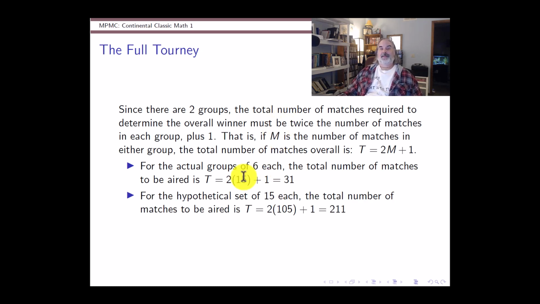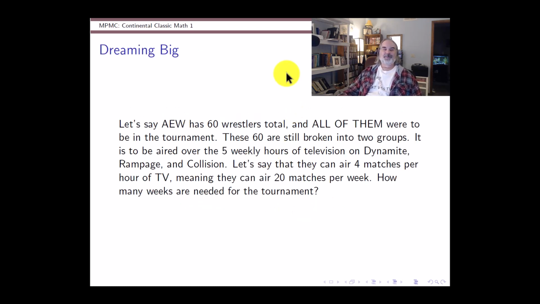Okay? That other silly example where we sort of, what if we wanted 15 people in a group? Well, the total number of matches you would have to do to finish out that tournament, 105 for each grid. We already counted that, 105 and 105. So 2 of those plus the 1 more to finish it out, 211 matches to finish the Continental Classic if there were 15 wrestlers in each group. Okay? So let's just go hog wild, right?